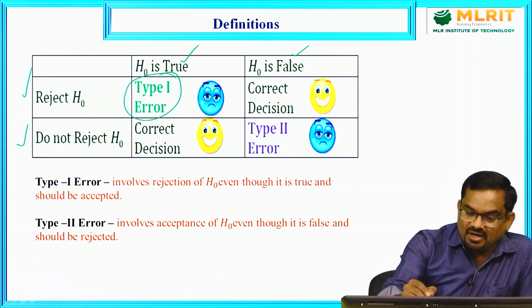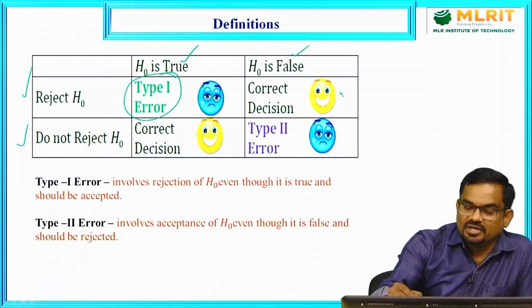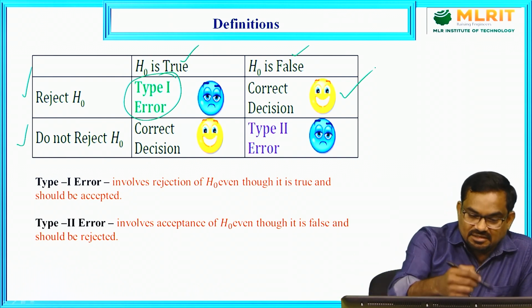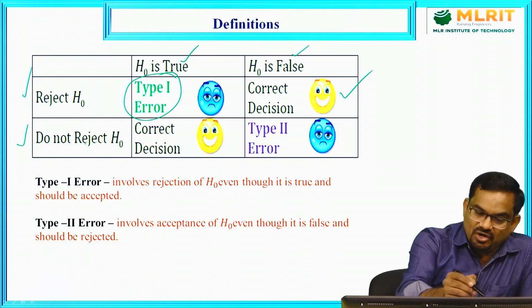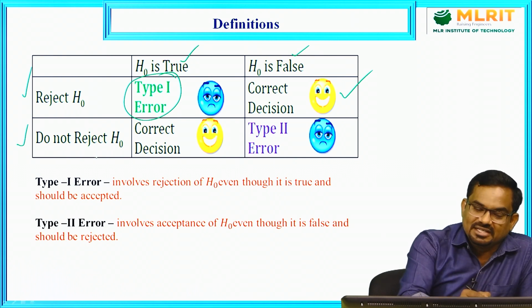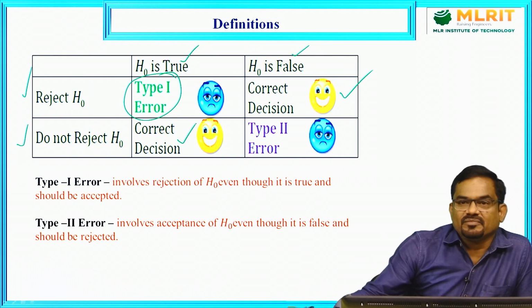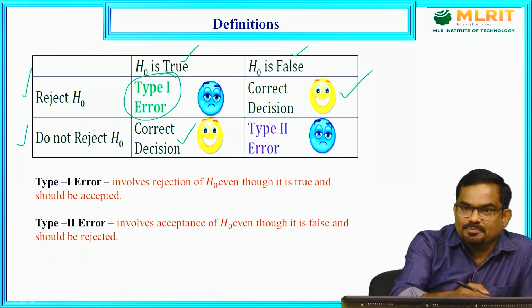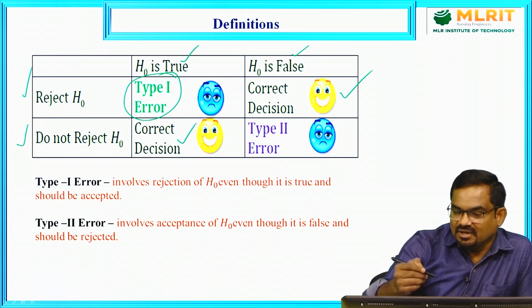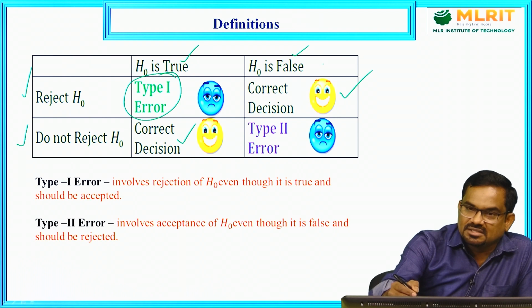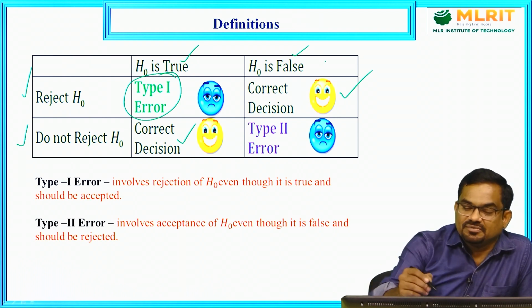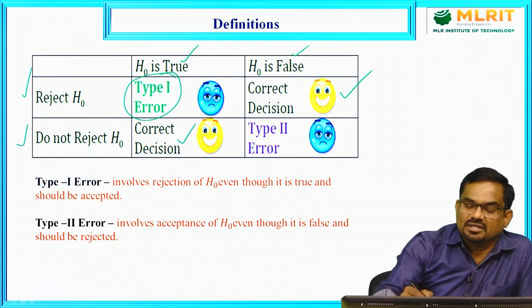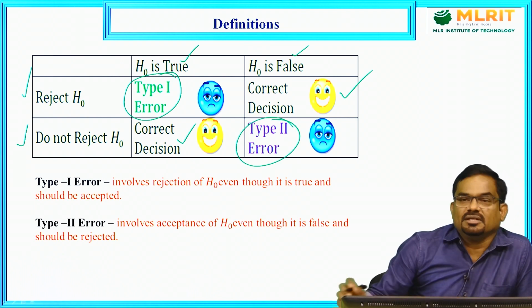H naught is false and we are rejecting. Yeah, it's a good decision. Understand? Similarly, H naught is true and we are not rejecting it. So again a good decision. H naught is true and we are accepting it. So it's a good decision. Next, H naught is false, but we are not rejecting it. H naught is false and we are accepting H naught. So type 2 error exists.